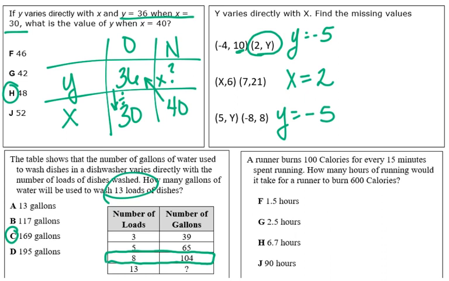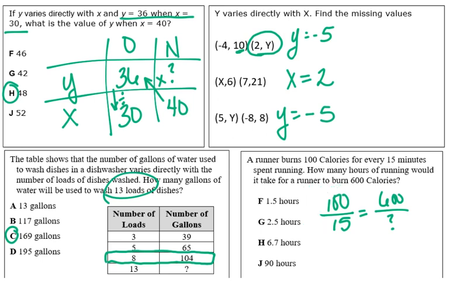And then finally, a runner burns 100 calories for every 15 minutes spent running. How many hours of running would it take for a runner to burn 600 calories? So the other way that you can set this up is as a proportion. What you have to make sure that you're doing though is that calories, the same thing, are listed together. So calories are both on top and then minutes would be on the bottom. And again, to solve these, you can cross multiply and divide, or you can use the butterfly method.